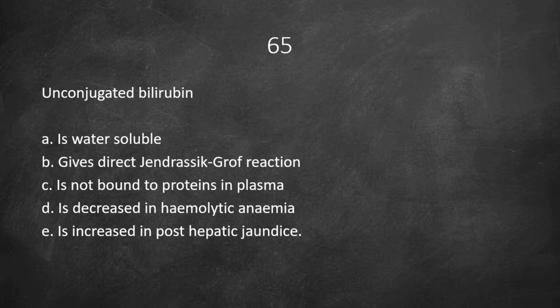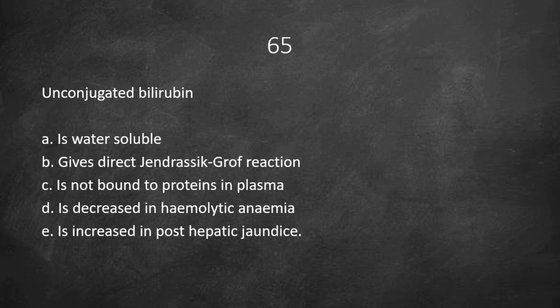This is incorrect. Unconjugated bilirubin, also known as the indirect bilirubin, is not water soluble. It's lipid soluble and needs to be bound to albumin for transport in the blood. So that option is not correct. Then if you look at B, it says that it gives direct diazo reaction. This is incorrect. The direct diazo reaction measures conjugated bilirubin. So unconjugated bilirubin does not react directly in this assay and requires a different methodology to be quantified.